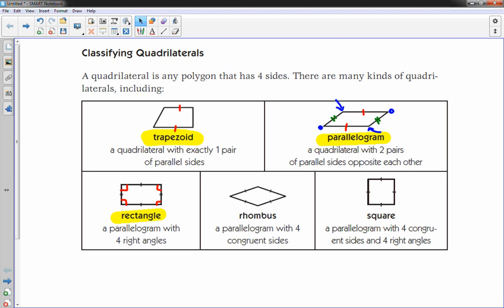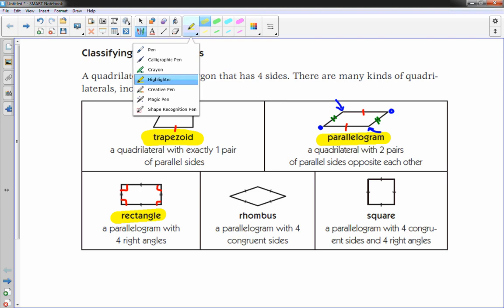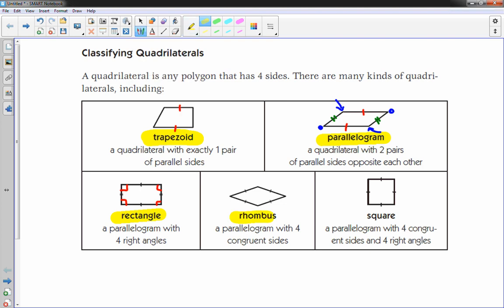Now on to the rhombus. A rhombus is a parallelogram with 4 congruent sides. Basically what that means is all the sides are the same in length. So that's why they put these little lines here to represent all those sides are the same length. Kids will call it a diamond, but the proper name is a rhombus.